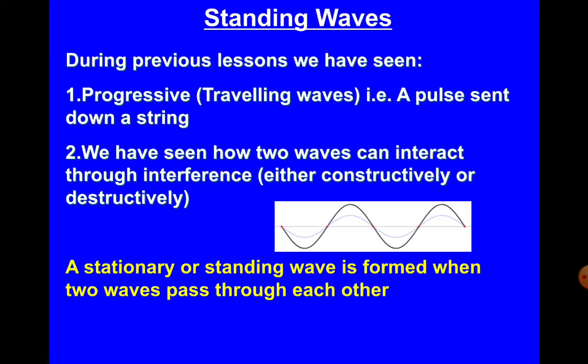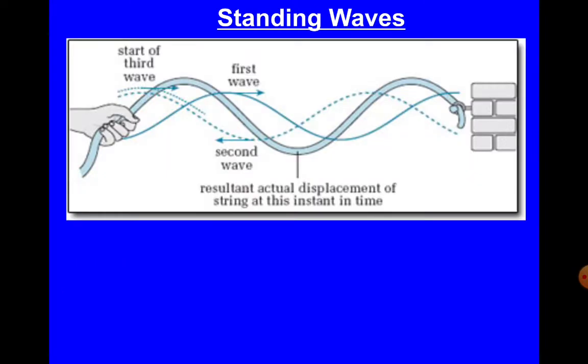Now, a stationary wave or a standing wave is formed when two waves pass through each other. Okay? So, for example, we have a string on one side, and at the end we have a closed end, and we are going to give the string some vibrations. At the end, on the other side, the wave will bounce back, and then of course the movement of the initial wave is still going on, and depending on the frequency we will get different types of standing waves.